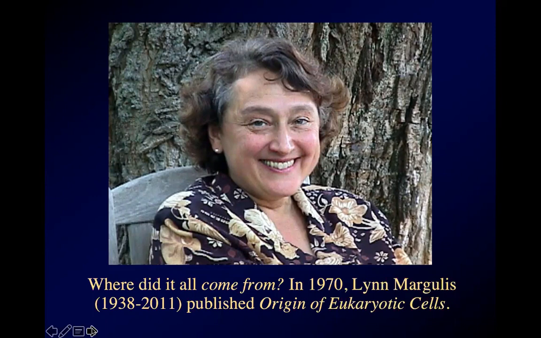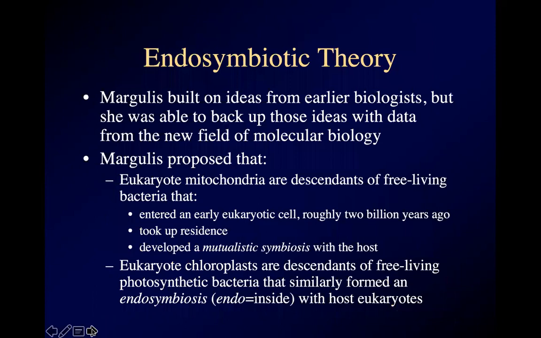She published a book in 1970 called Origin of Eukaryotic Cells. Like every biologist that's ever been, she built on some earlier ideas, but she was able to back those up with data from this new field that was just then beginning to be called molecular biology, which is the study of DNA and proteins and transcription, translation, metabolism, all of that. She was able to back up these ideas with data from newly invented types of microscopes as well.